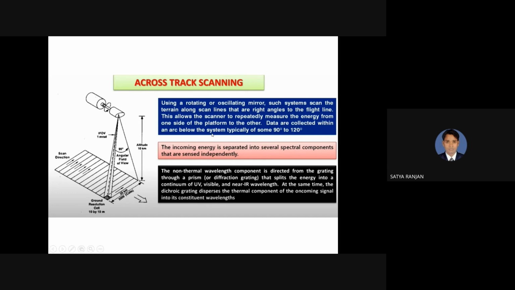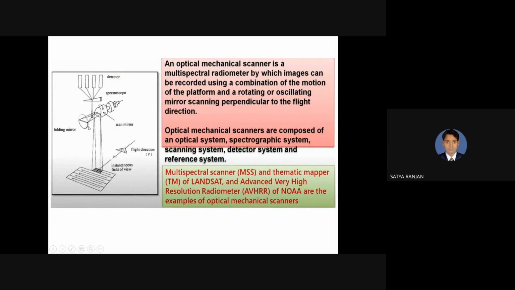These data are collected within the arc below the system, and the incoming energy is separated into several spectral components that are sensed independently. So this is the scanning system. Then there are different instruments: the spectroscopes, detector, folding mirror, scan mirror, instantaneous field of view, and flight direction. The direction of the flight is 90 degrees to the scanning system of this sensor. That's why it is called the across track scanning system.